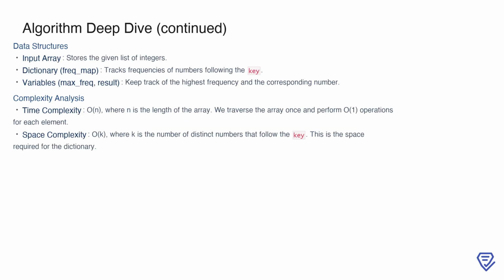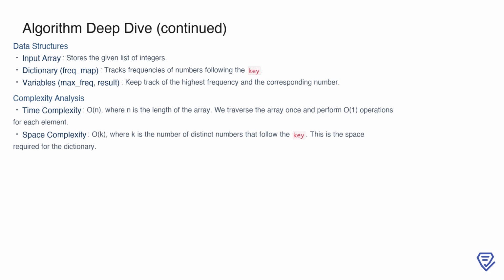To implement this algorithm, we rely on a few critical data structures and variables. The input array contains the list of integers we're analyzing. The frequency map, implemented as a dictionary, tracks how often each number follows the key. Two additional variables, max_frequency and result, are used to store the highest frequency observed and the corresponding number, respectively.